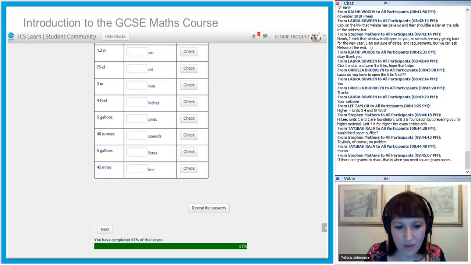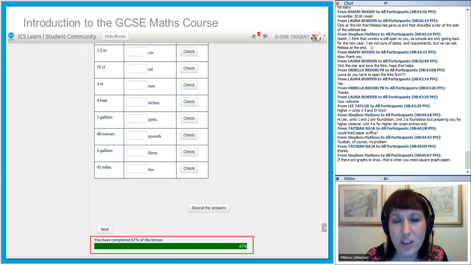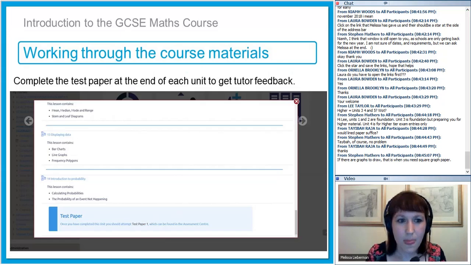You'll also notice at the bottom of these you'll get this completion line. Don't worry about that too much. That should just show you how far through you are. No one looks at it, and if you don't want to complete the activity, you don't need to. Just choose which things you feel that you need practice on and work through them.